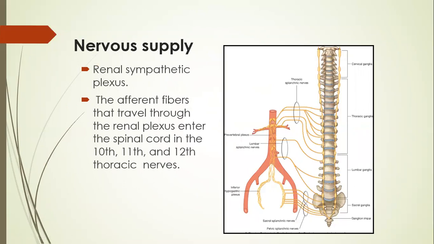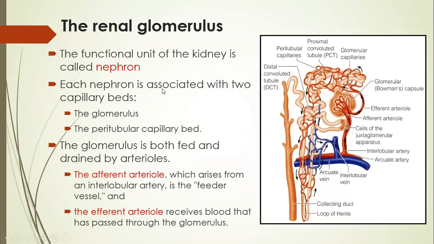Coming to the nerve supply, it is by the renal sympathetic plexus. There is a plexus of nerves which are coming and they form a plexus that is called the renal sympathetic plexus. The afferent fibers that travel through the renal plexus enter the spinal cord in the 10th, 11th, and 12th thoracic nerves, as you can see here. So they will enter into the 10th, 11th, and 12th thoracic. Okay. So these are the renal sympathetic plexus.